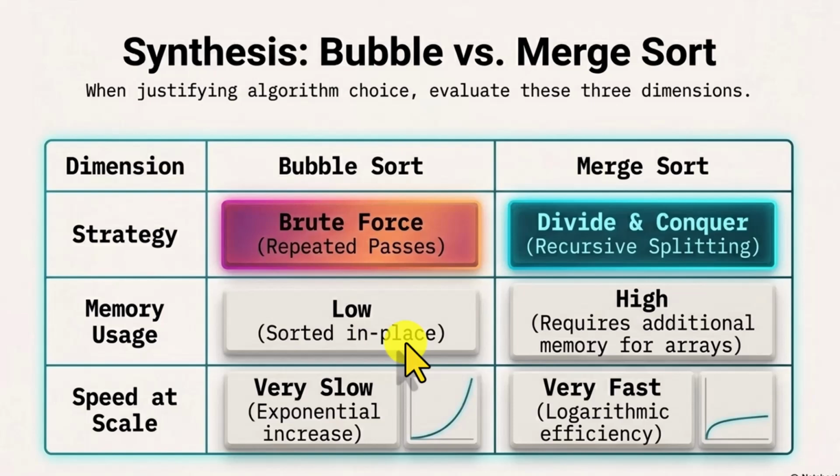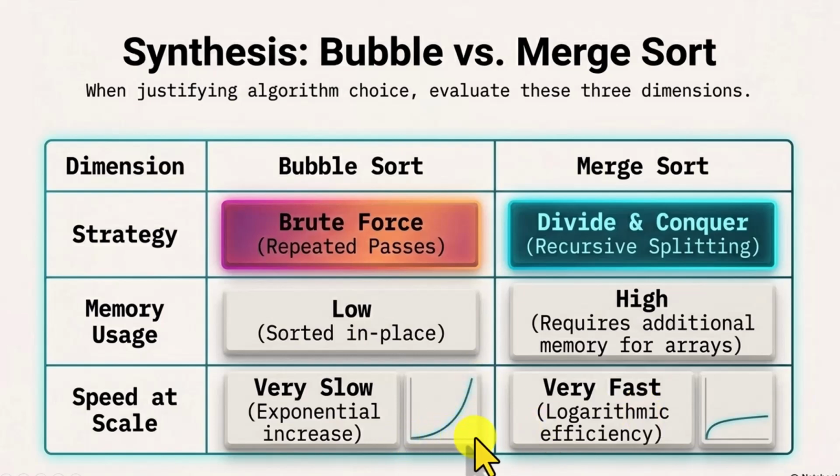So if we compare bubble sort and merge sort, bubble sort is brute force, with repeated passes every time, and merge sort is divide and conquer, with recursive splitting. Memory usage of bubble sort is very low because it sorts the elements in place, but memory usage of merge sort is high because it requires additional memory for copies of arrays. Speed at scale: bubble sort is very slow for large data, but merge sort is quite fast. Compare the graphs.